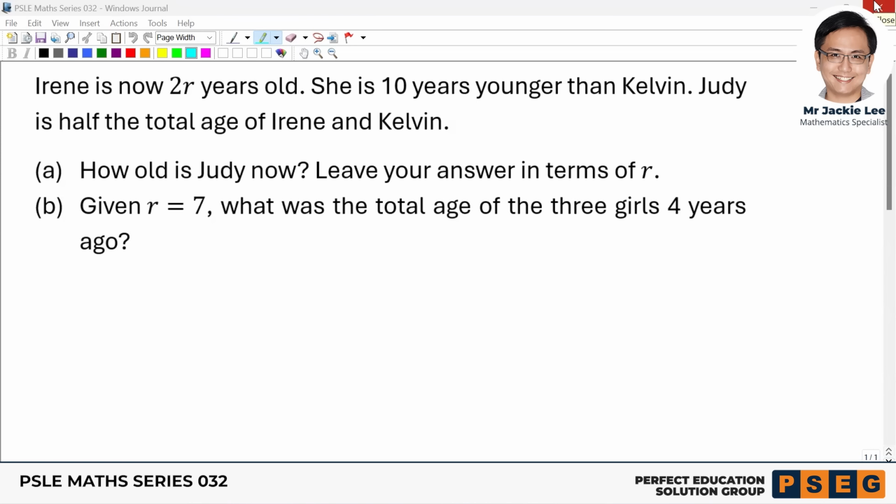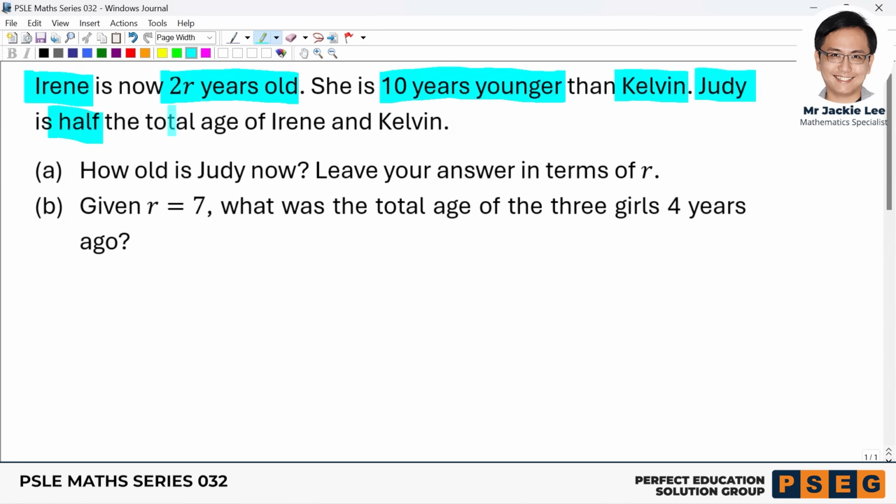Question: Irene is now 2R years old. Then she is actually 10 years younger than Kelvin. So for Kelvin, I think we have to plus 10. Then Judy is half the total age of Irene and Kelvin. So how old is Judy now? Leave your answer in terms of R. Then later when R goes to 7, what will be the total age of the 3 girls? Now take note, it's 4 years ago.